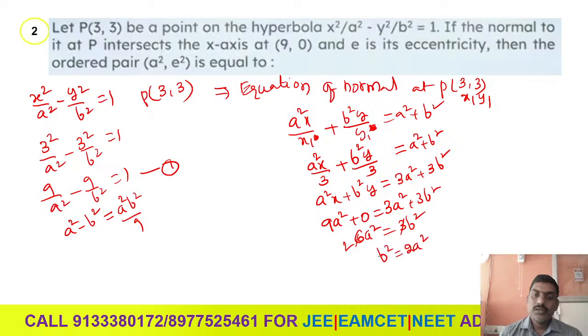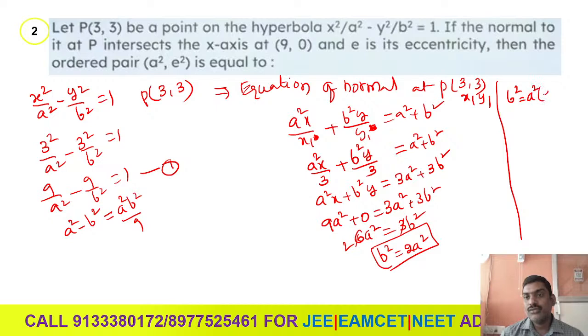B square is equal to 2a square. And here E is its eccentricity. So we can write B square is equal to a square times (E square minus 1). This is the eccentricity formula. So here B square is 2a square, so 2a square is equal to a square times (E square minus 1). A square gets cancelled. 2 is equal to E square minus 1. Then E square is equal to 3.